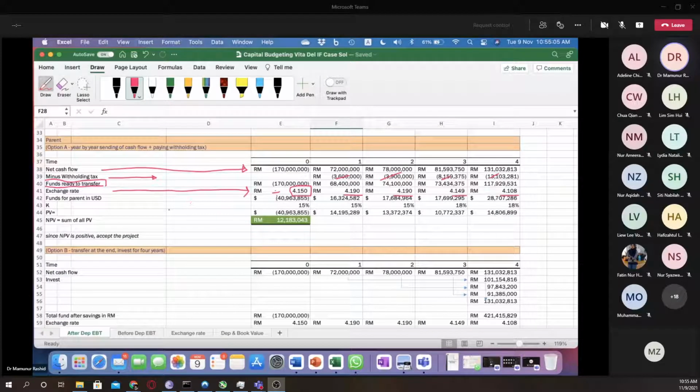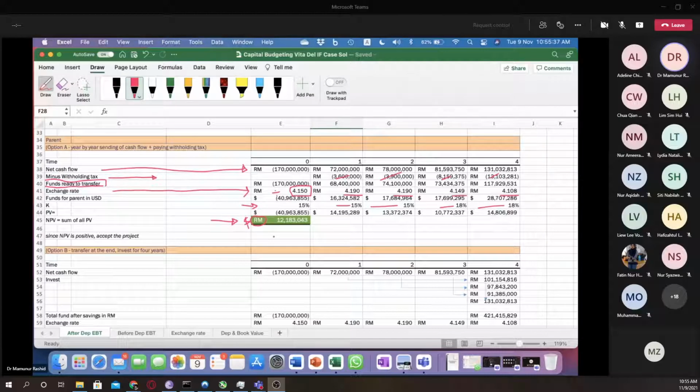Now calculate present value. Our cost of capital is same as previous cases, 15%, 15%, first 2 years, and then 18%, 18% second, third year, and the fourth year. When you divide cash flow divided by 1 plus k to the power t, you get the present value. Add all the present values, you get the net present value. There is a mistake here. This net present value RM, sorry, it should be dollar. This RM should be dollar.